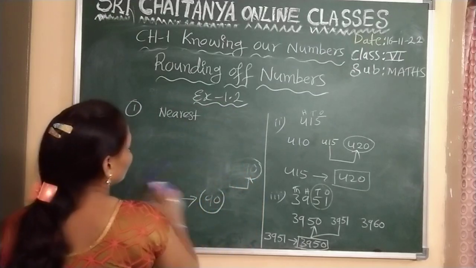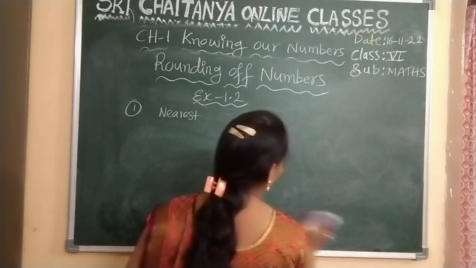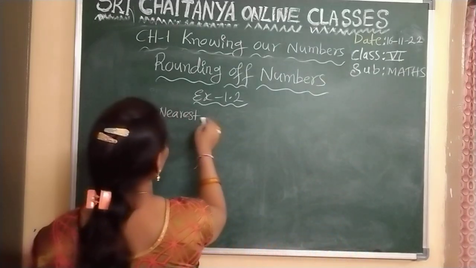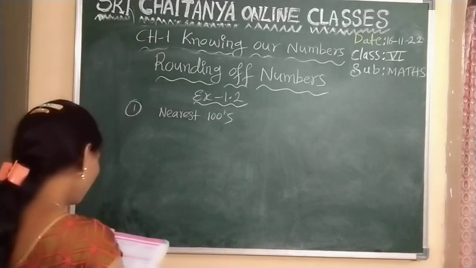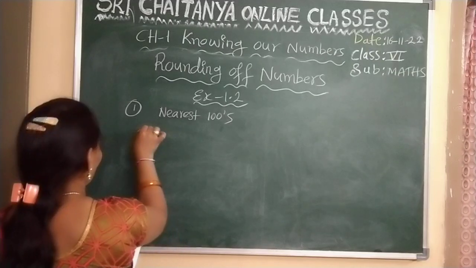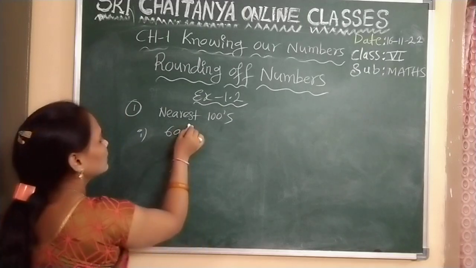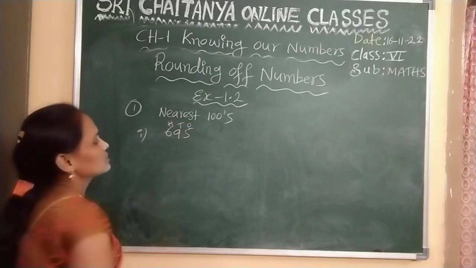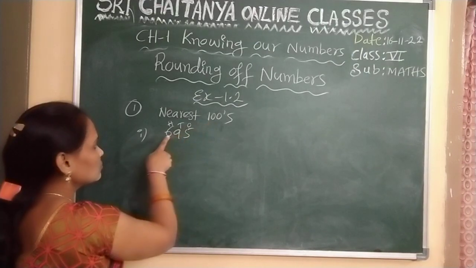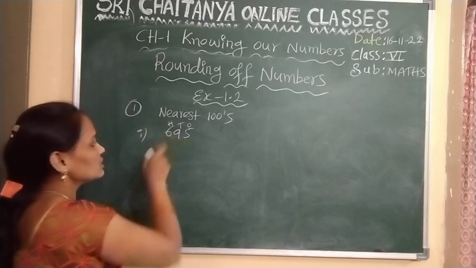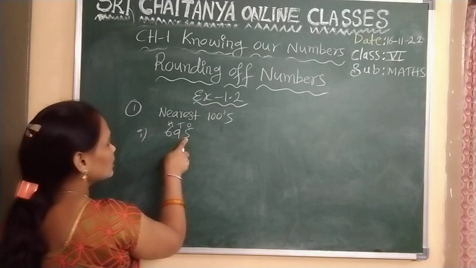Next is nearest to hundreds. How to round off the given numbers to the nearest hundreds. Just two questions I will tell you. Here in the nearest to hundreds, the first one given is 695. Here: ones, tens, hundreds. Here we are talking about hundreds, so for 695, we can consider 3 digits.